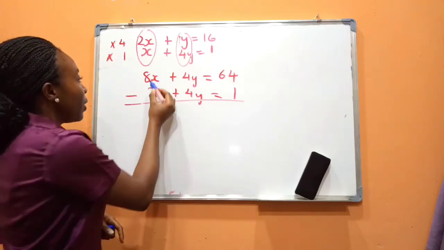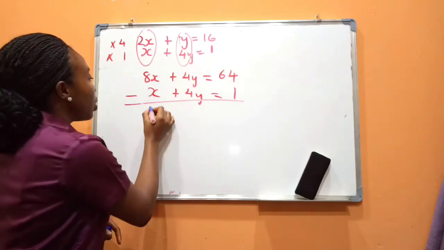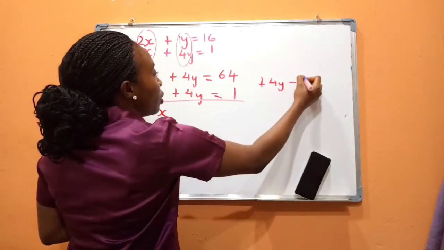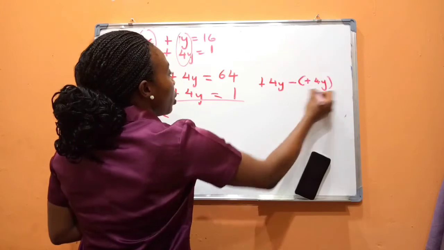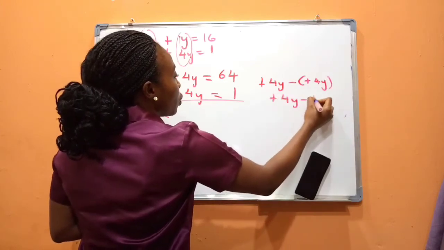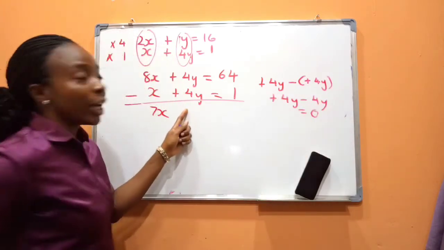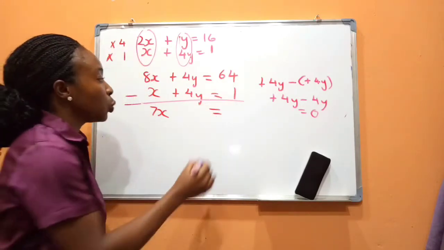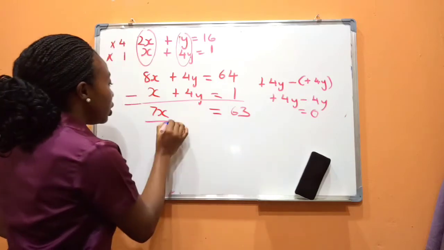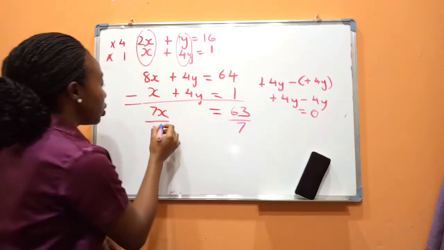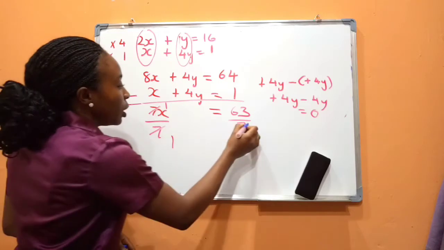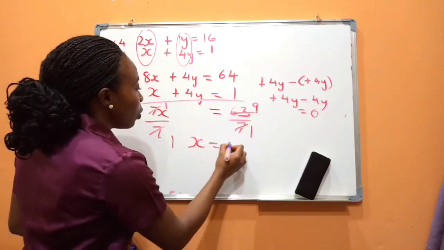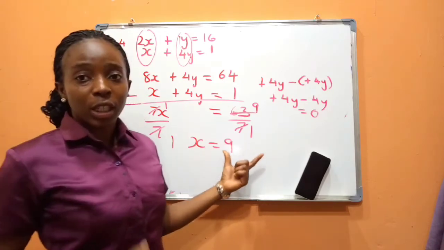So we have 8x minus x, it gives us 7x. Then plus 4y minus 4y gives us 0, so we write nothing here. Then we have equals 64 minus 1 gives us 63. Dividing both sides by the coefficient of x, 7, 7 goes here 1, 7 goes here 1, 7 goes here 9. So we have x equals 9. Now we've succeeded in finding x.